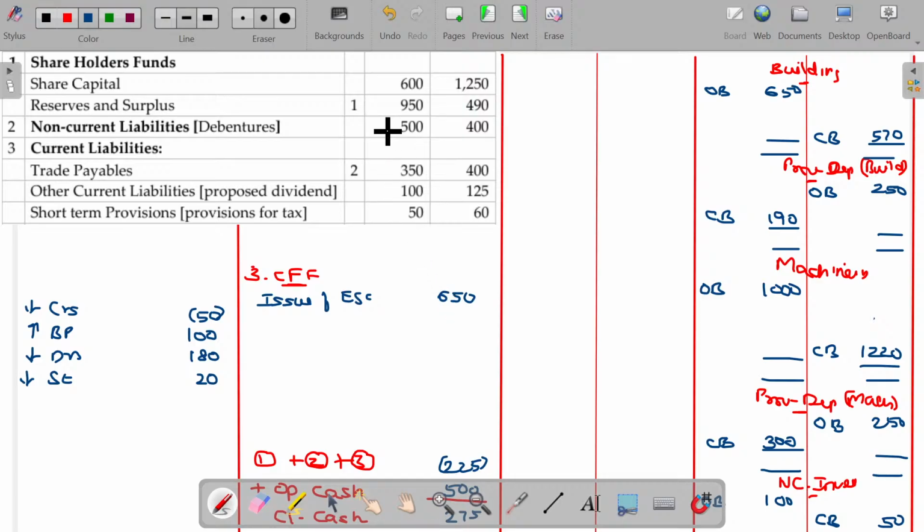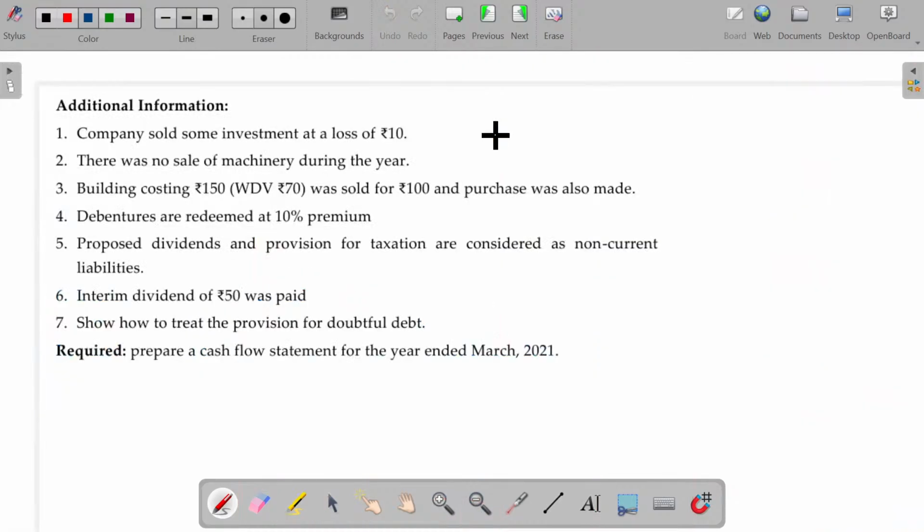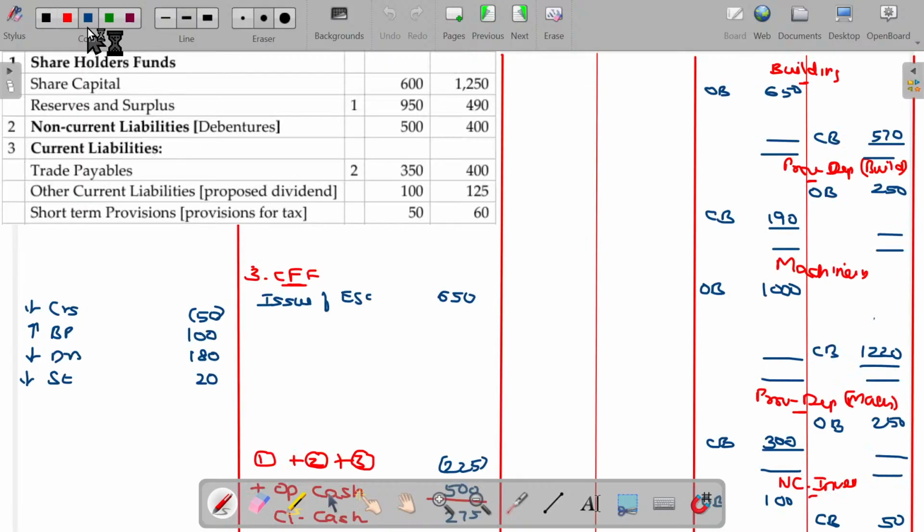Reserves and surplus, schedule number 1, already posted. Non-current liabilities, debenture 500 becomes 400. There is an adjustment, so you better open the concerned account, the debenture account. As it is a liability, the opening balance should be on the credit side, 500, and the closing balance should be on the debit side, 400.